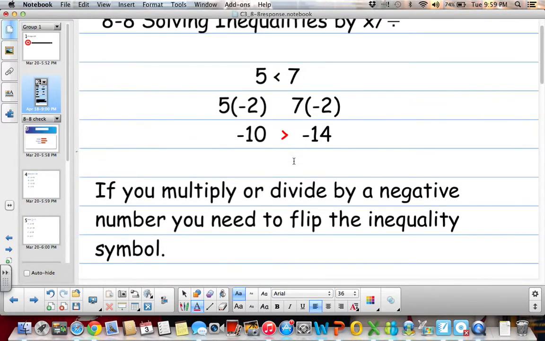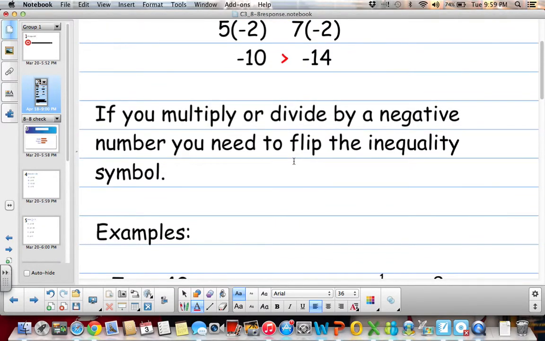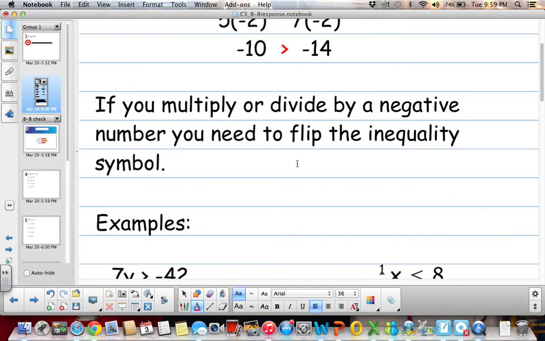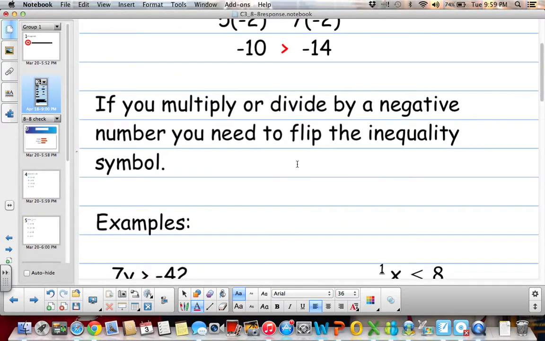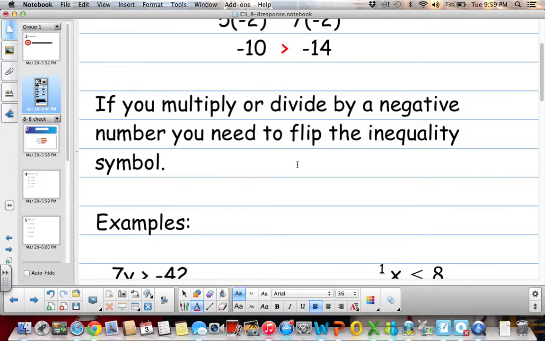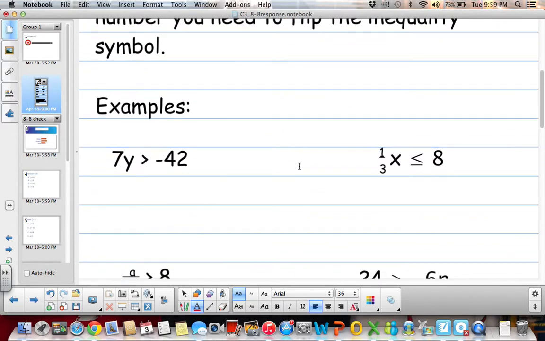So when we're solving our inequalities, we need to think about that because that's what's going to change if it's greater than or less than, because it's going to either make it negative or positive, and that changes our greater than or less than. So let's look at some examples.